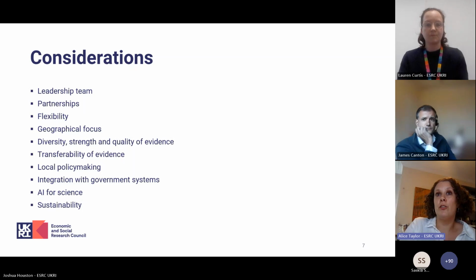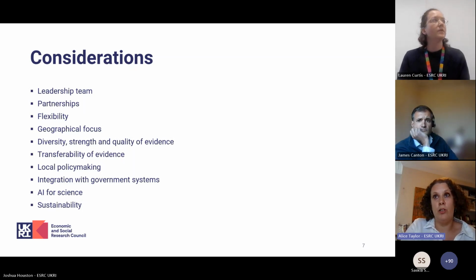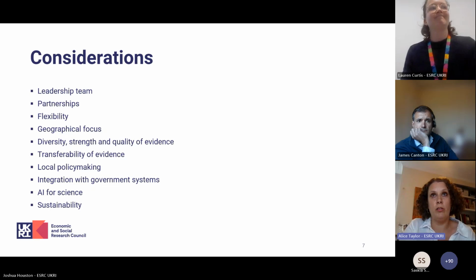Transferability of evidence. So you need to consider how to understand and communicate the transferability of evidence, including across different places in the UK as well as internationally, and how you might draw on contextualised forms of evidence to support this. A point on local policymaking.